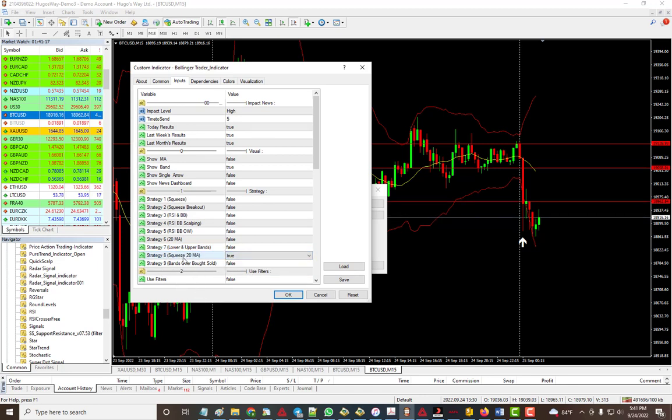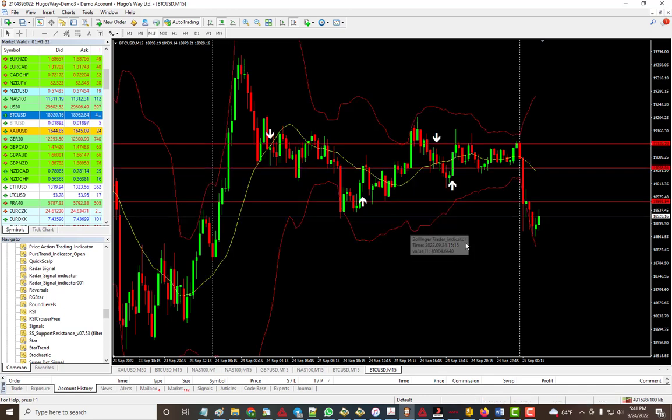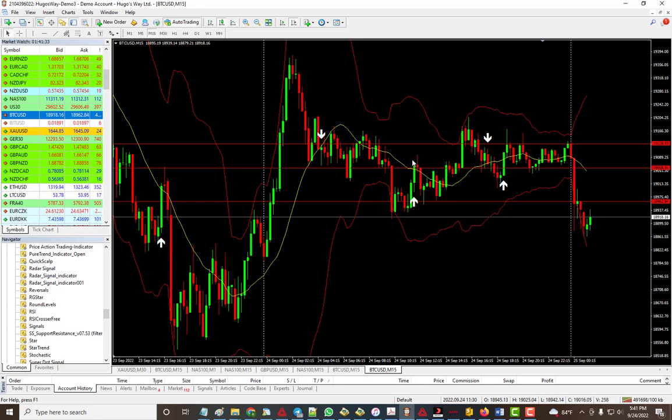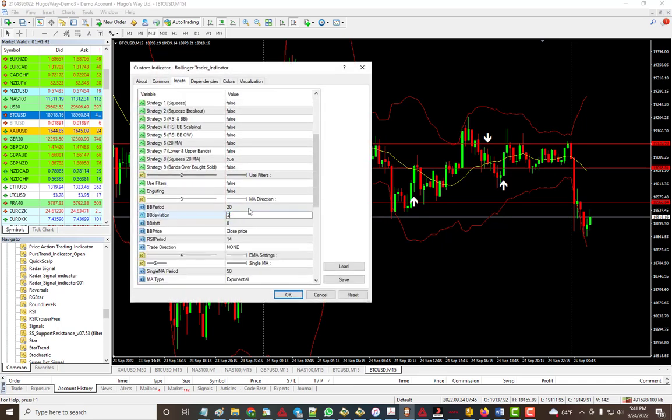Strategy 8 also uses the 20 MA, but we also want to make sure that we detect a squeeze first before we use the 20. So just like strategy 1 and 2, we check to make sure that there's a squeeze and price goes above. So we have a squeeze here and price. Let me go ahead and change this back to 2, the normal.